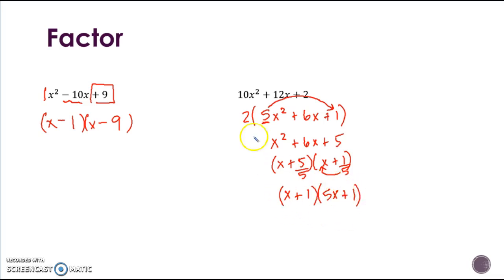Now this is not my final answer because I took out that GCF in the beginning. That's got to be in my answer too. So I'm going to put that 2 back out front. So then my answer becomes 2 times x plus 1 times 5x plus 1.